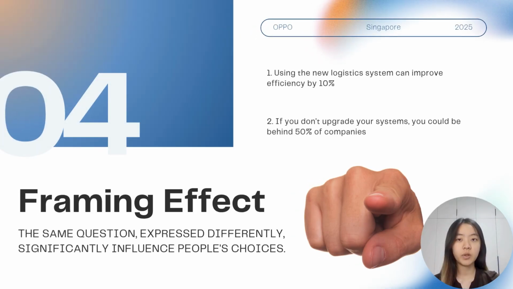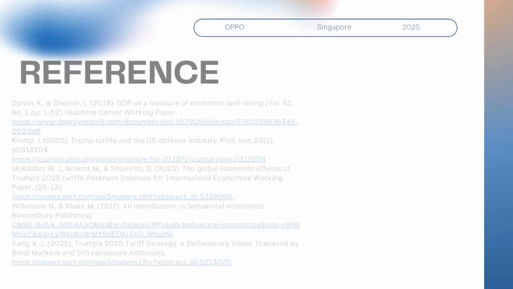The second example is the framing effect. The same problem, expressed differently, can influence people's choices during a negotiation. If we say using the new logistics system can increase efficiency by 10%, the supplier will not adopt it. But if we say if you don't upgrade, you may fall behind 15% of your competitors, their reaction is very different. By simply reframing the message, Oppo can encourage partners to adopt new solutions more effectively. So understanding behavioral economics is truly valuable for us.